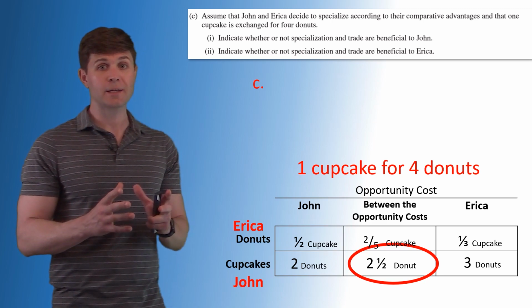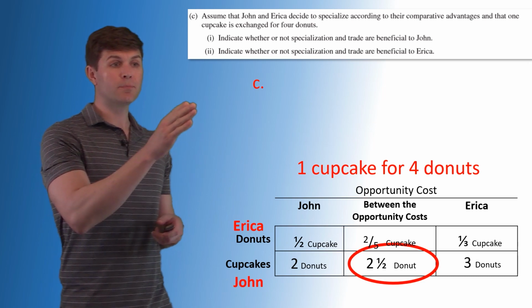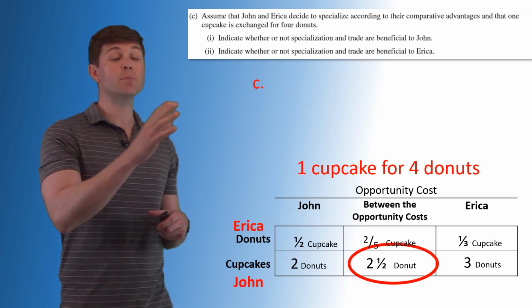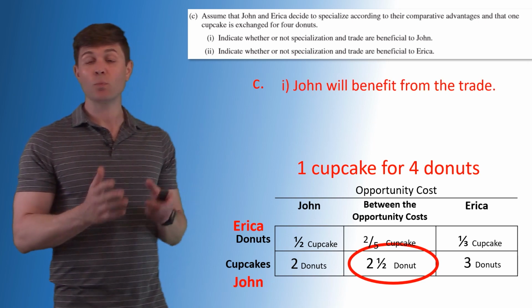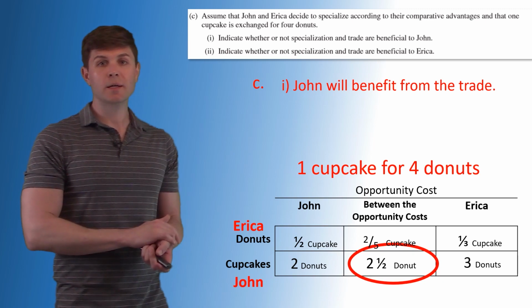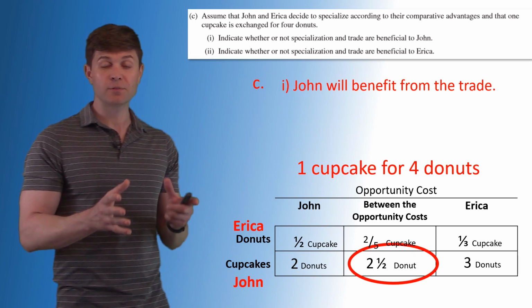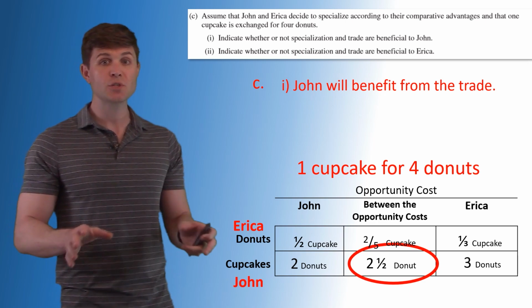So somebody's not going to be happy here. But if they trade 1 cupcake for anything more than 2 donuts, John is better off. So in this case, John will benefit from the trade. Now, however, the most Erica is willing to sacrifice for a cupcake is going to be 3 donuts, because otherwise she can do it at home herself.